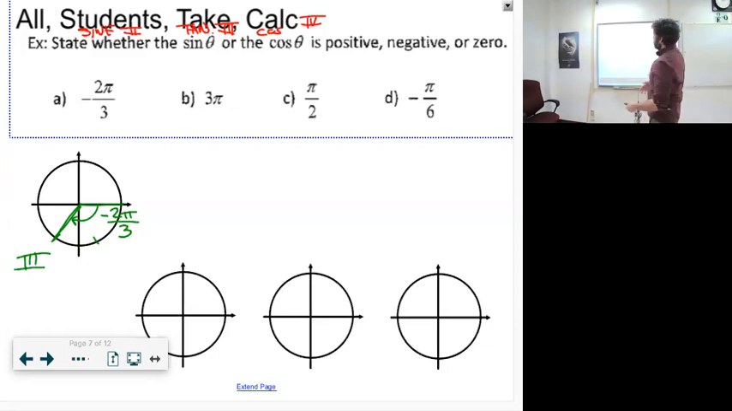So remember, in quadrant 3, only tangent is positive, right? And the question is saying state whether sine or cosine is positive, negative, or zero. So in this case, the sine is not positive, the cosine is not positive, and neither one of them is zero. So we would say that sine and cosine are both negative.